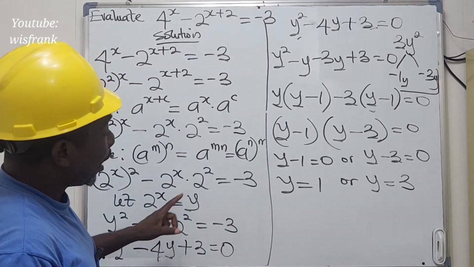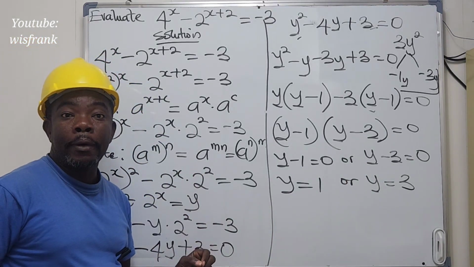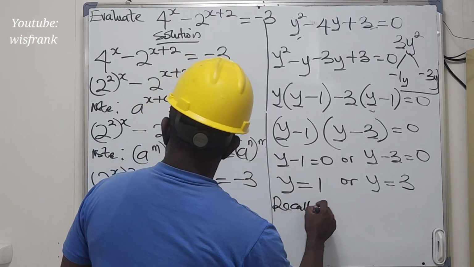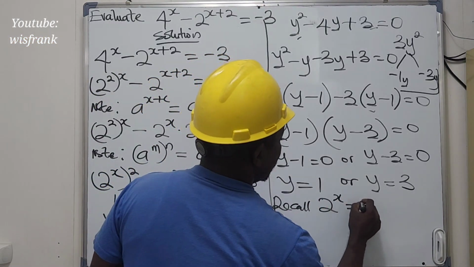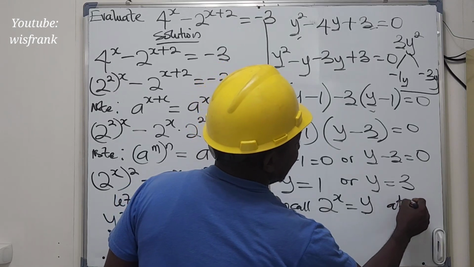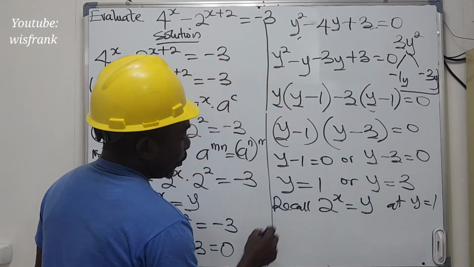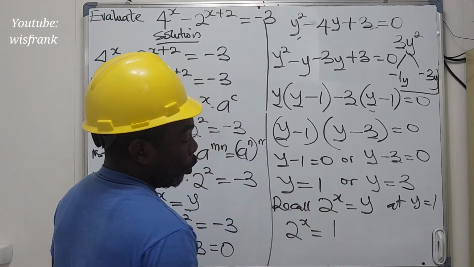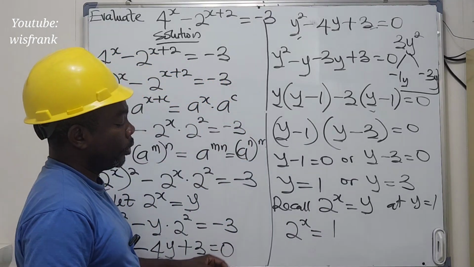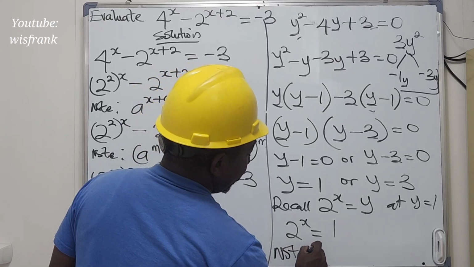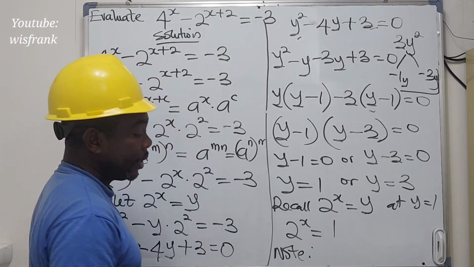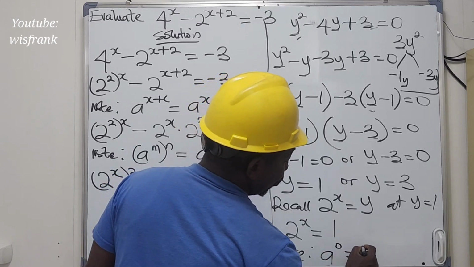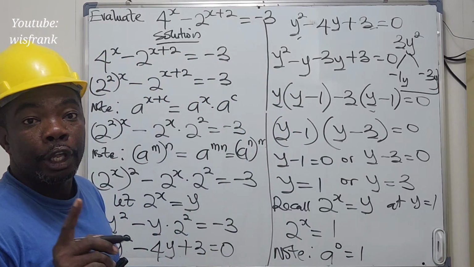And here we are not looking for the value of y, rather we are looking for the value of x. So we recall, we said 2 to the power of x equals to y. Then let's set y equals to 1. So here we have 2 to the power of x equals to 1 when y equals to 1. And also we recall, note, in law of indices, assuming we have a to the power of 0 equals to 1. Anything raised to the power of 0 equals to 1.